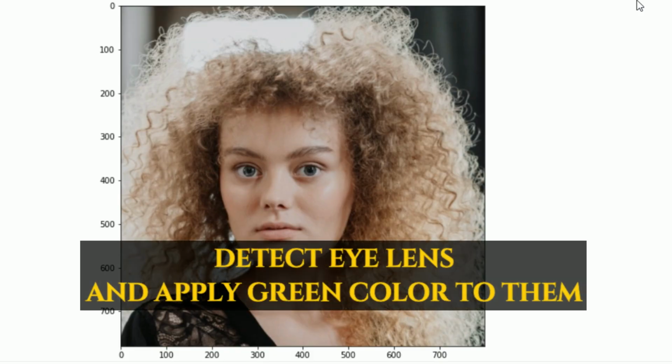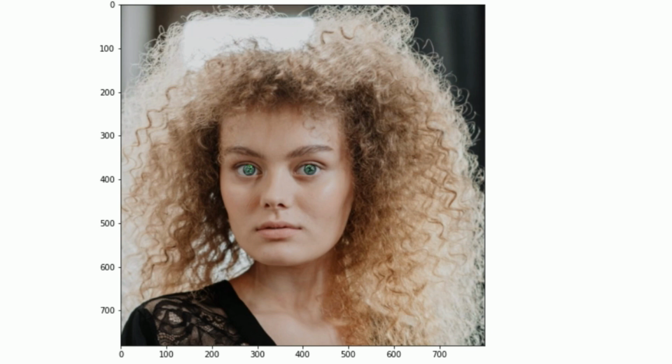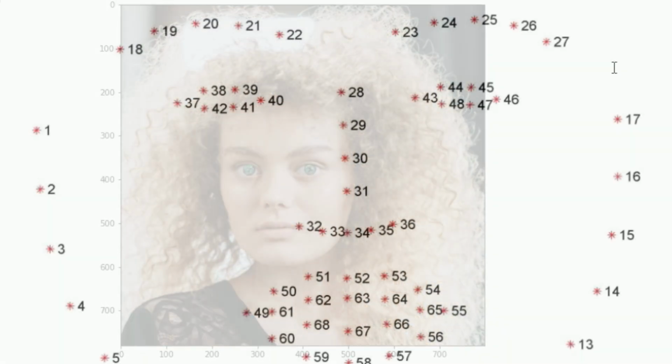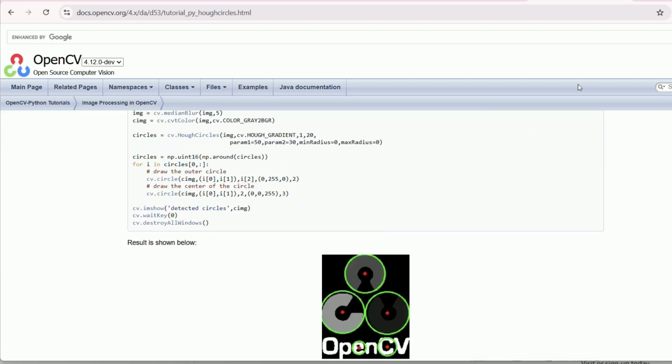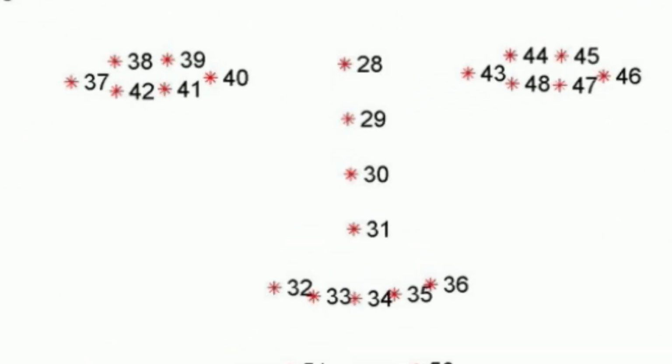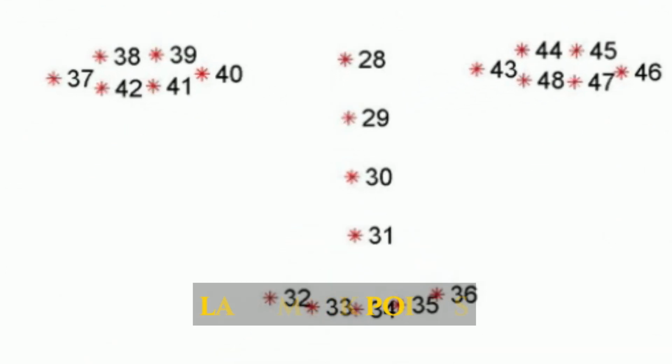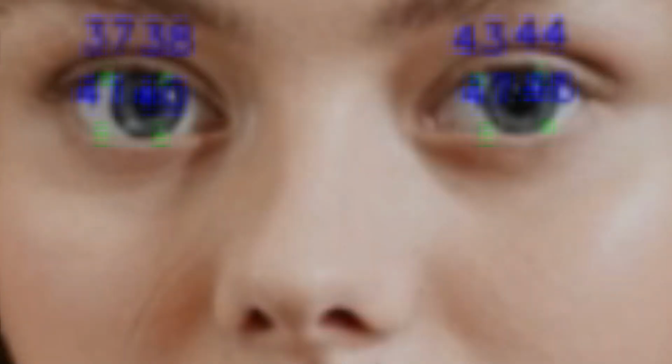In this video, we will implement Python code to apply green eye or eye lens color, primarily using Dlib for face recognition and OpenCV's Hough circle transform to detect the region of an image that depicts eyeballs. We will be using an image of a human face for testing our implementation.